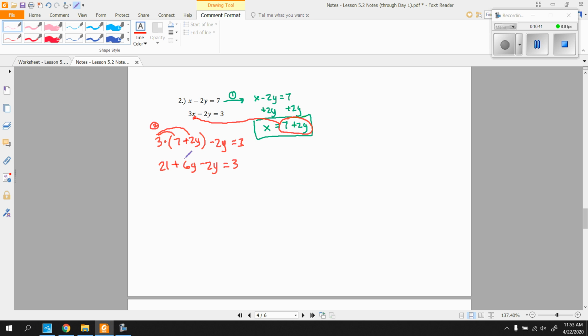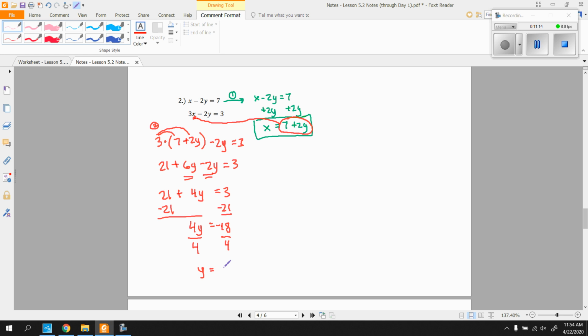So far so good. We got rid of our parentheses. Let's combine our like terms. 6y minus 2y equals 4y. Let's not forget about this 21. It's shrinking just like the last one. Let's get rid of the 21. Minus 21, minus 21 on both sides: 4y equals negative 18. And we'll divide both sides by 4.